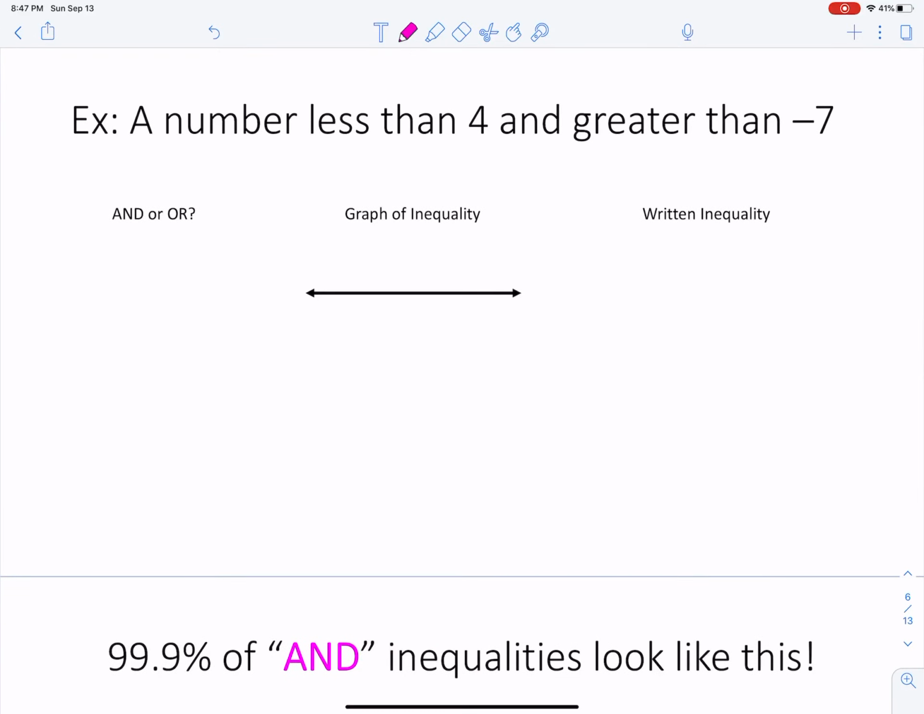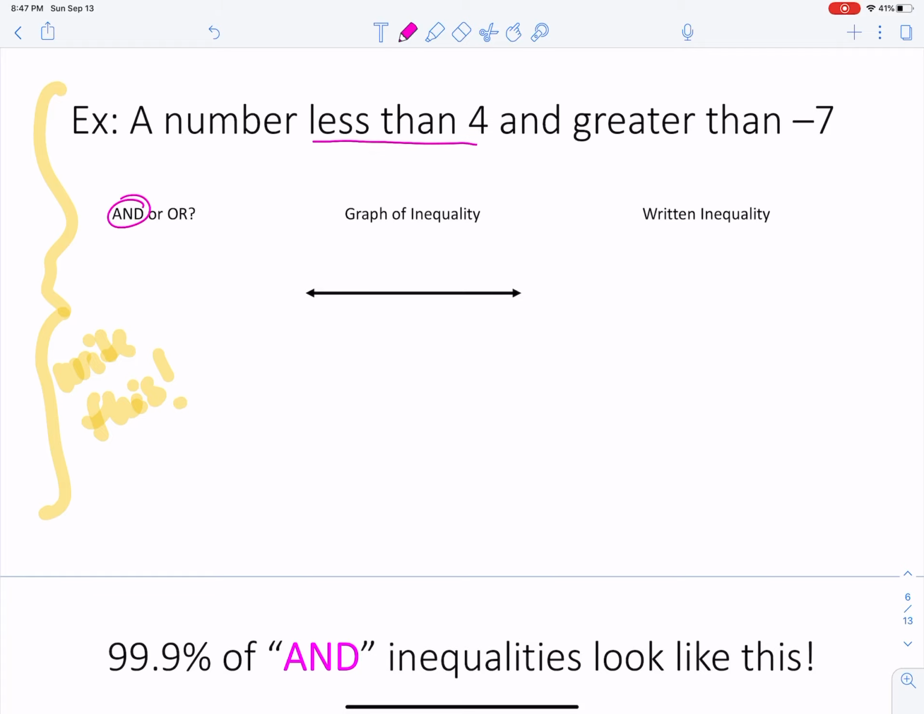Example, a number less than 4 and greater than 7. I'm going to highlight all around this page because you definitely need to write this one down. So let's go. First of all, it's an and, so we're going to graph it. So, a number less than 4.